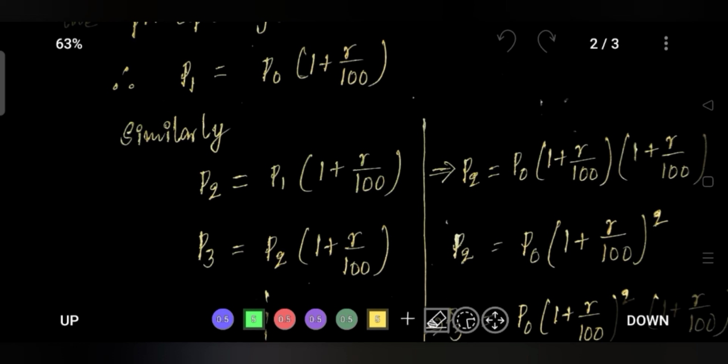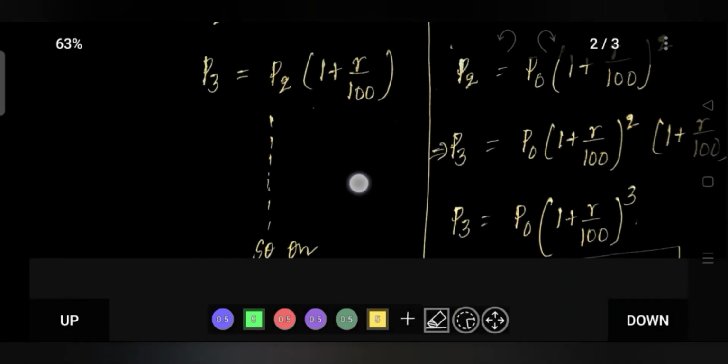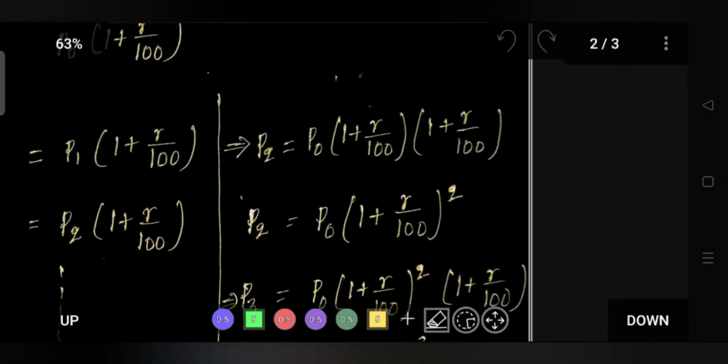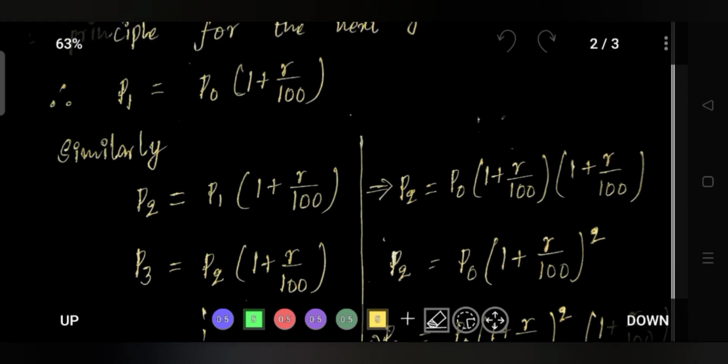So likewise P3 will depend on its previous principal, that is P2 into 1 plus R by 100, and so on. Now this is P2, and I already know the P1 value. P1 here is P naught times 1 plus R by 100. So for this P1, I will substitute the P1 value in terms of P naught, that is P naught times 1 plus R by 100. So that is the P1 value.